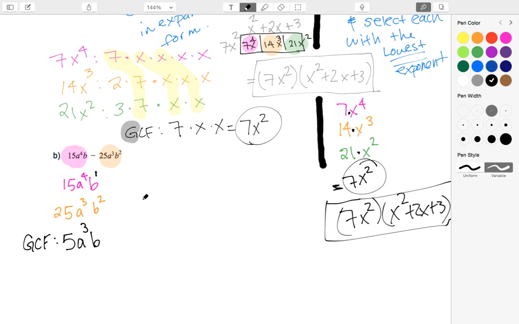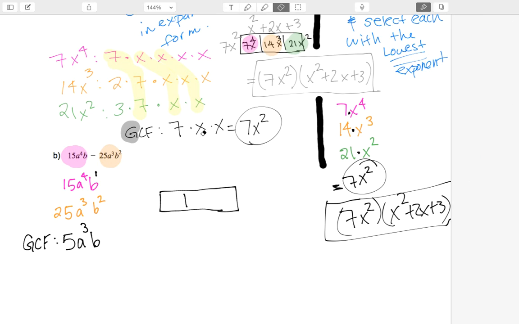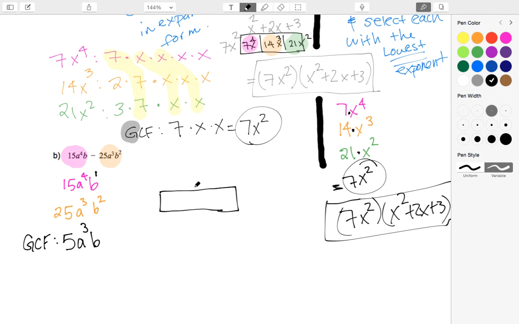So then I have to make sure I write it in factored form, so I can go ahead and draw a box if I need to. And since I have 2 terms, I'm going to have 2 sections. So I have 15a to the fourth times b, and then negative 25a cubed b squared. Okay, so then I have to work in reverse. So since this is my GCF, I have 5a cubed b.